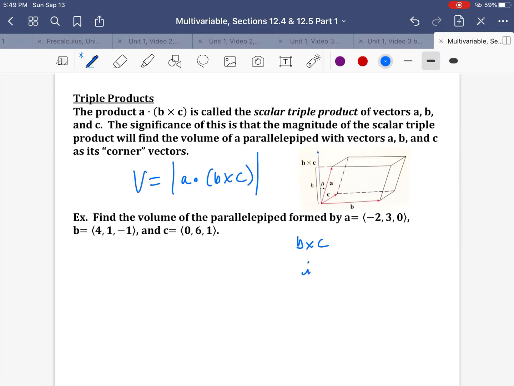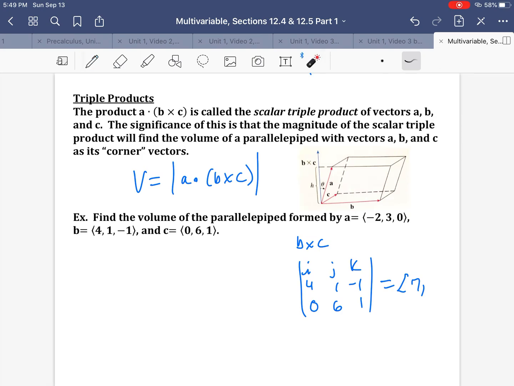All right, so B cross C, you should have an IJK. B was 4, 1, -1, and then 0, 6, 1. All right, so if I do my cross product right there, if I cross these two off, that right there gets me 1 plus 6, so that gets me 7.